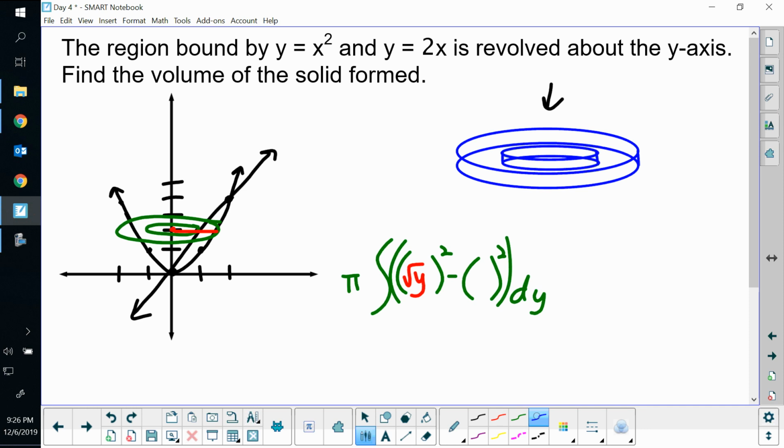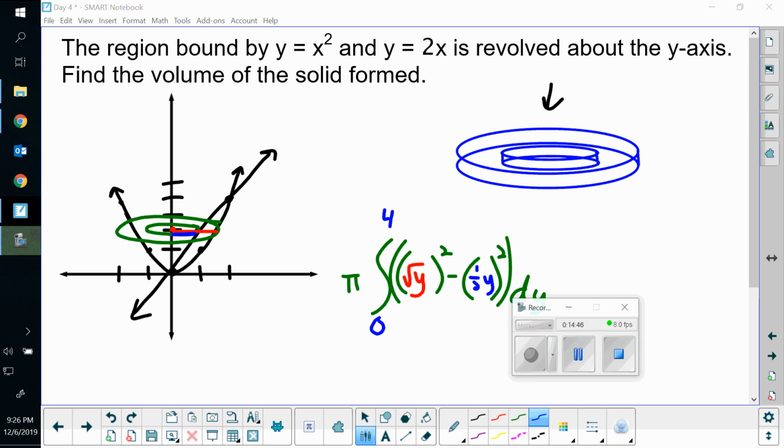The inner radius would go from here to here. That's also an x, but an x for our line. So x would equal 1/2 y. On our integral, we've got to make sure we're working with y values. The y values in our region go from 0 to 4. And we're going to pause for 3 minutes to let you do this integral.